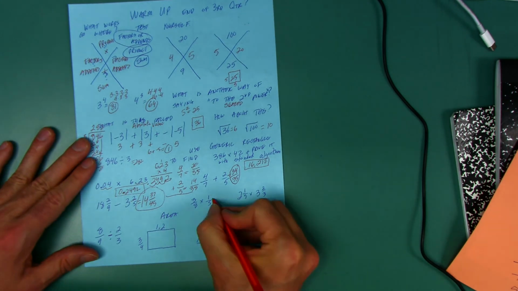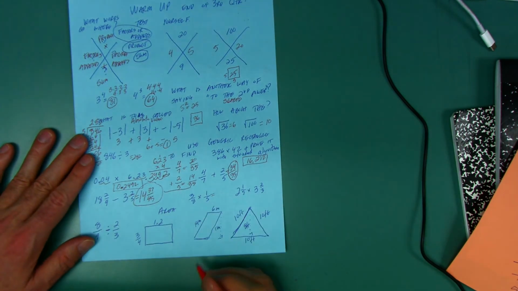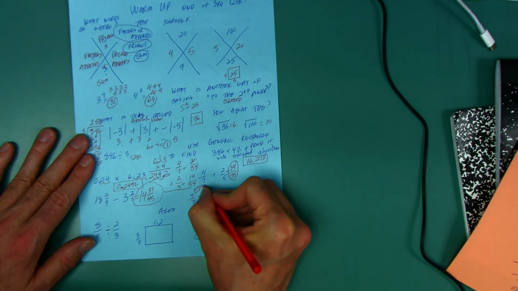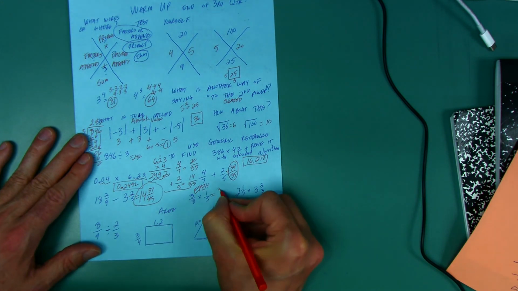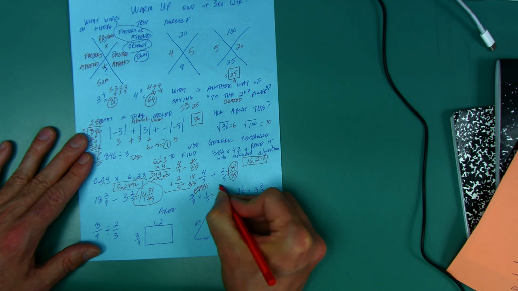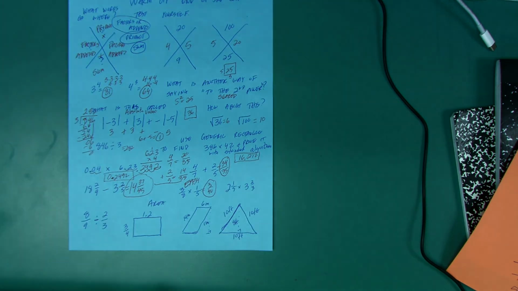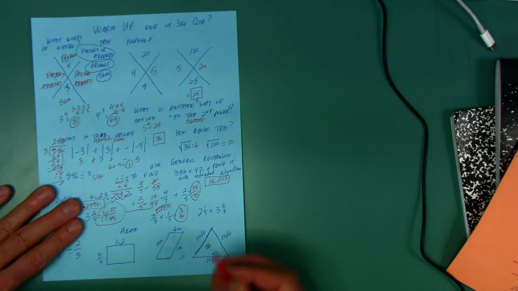3/8 times 1/5. Multiplying fractions is what? Hopefully you know that's easy. Why? No common denominator stuff. 3 times 1 is 3. 8 times 5 is 40. Boom. Sometimes you have to simplify. That one you don't. You're done. You're like, oh, slipped an easy one in there, Mr. Daniel. What's wrong with you?